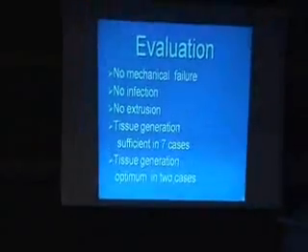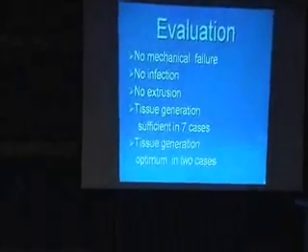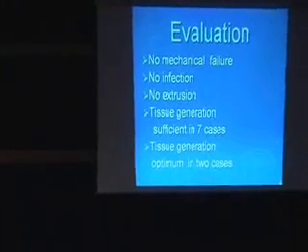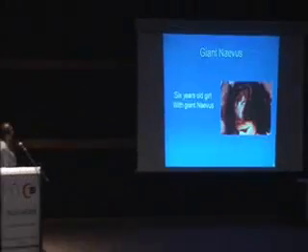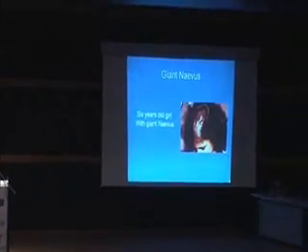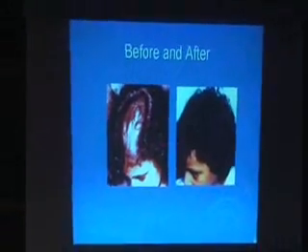Evaluation: no mechanical failure, no infection, no extrusion, tissue generation sufficient in 7 cases, tissue generation optimum in 2 cases. Next slide. This was my first case, a 6-year-old girl with giant nevus. Next. About 620 cc of expansion was achieved. Next slide. This is the result.